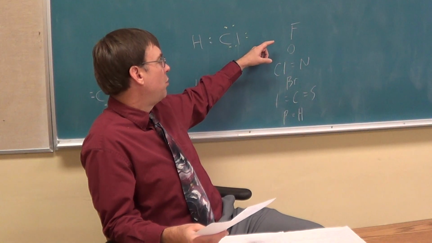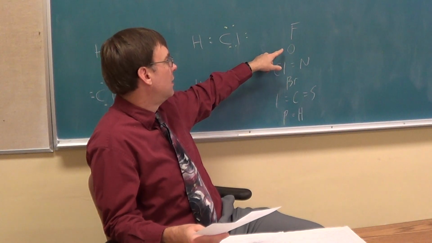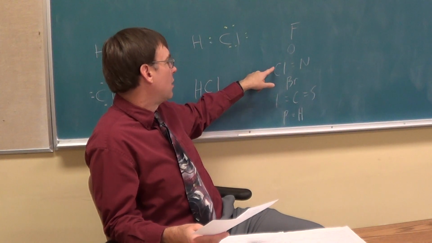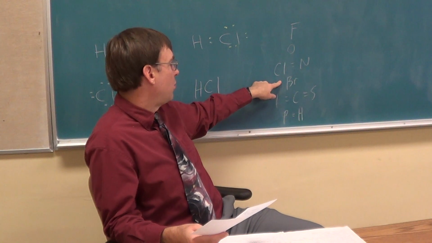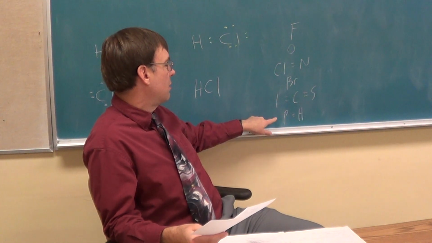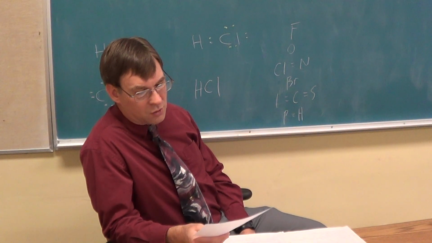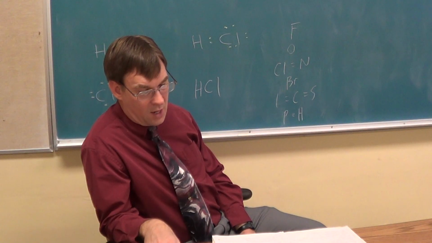So this would be an extra point diagram, not a quiz needed diagram, but fluorine's in first place, oxygen's in second place, chlorine ties with nitrogen, bromine is next, iodine, carbon, and sulfur is a three-way tie, phosphorus and hydrogen are in a tie. Those are the most often one used you'll see in the homework.